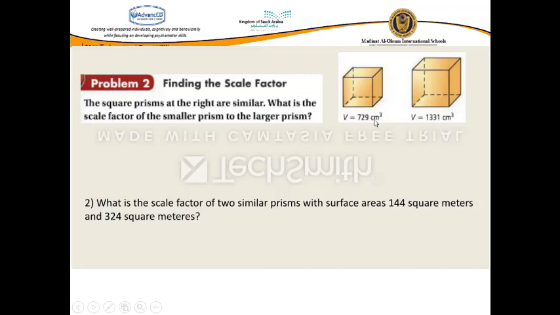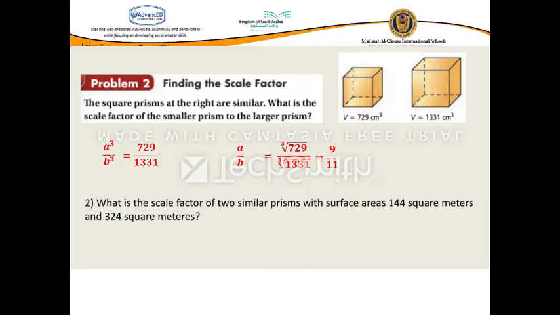Since we have volumes, remember to write the ratio of volumes, A cubed to B cubed, which equals the two volumes, 729 over 1331. To find the scale factor, we need to find A to B. Then we need to find the cube root of 729 and the cube root of 1331. Then A over B, the scale factor, is 9 over 11.